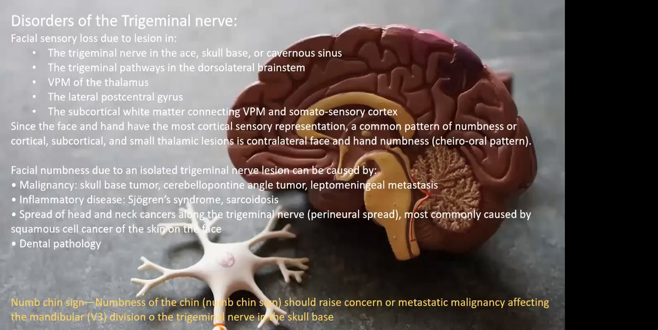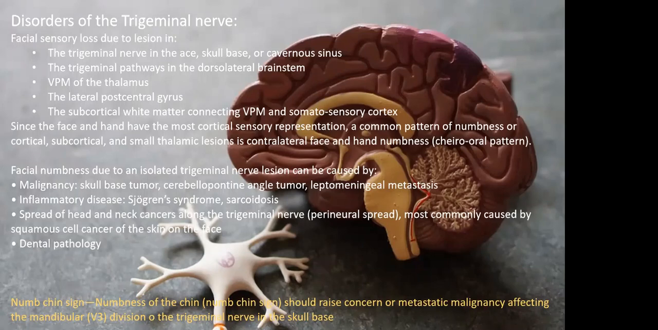The ventral posterior medial nucleus of thalamus. This is the place where the third order neuron arises. So any problem here will basically affect all of the function of trigeminal nerve. The lateral postcentral gyrus, this is the place where the third order neuron ends. So any problem here will again affect the whole nerve and its sensation. The subcortical matter connecting VPM and somatosensory cortex, the same as above.